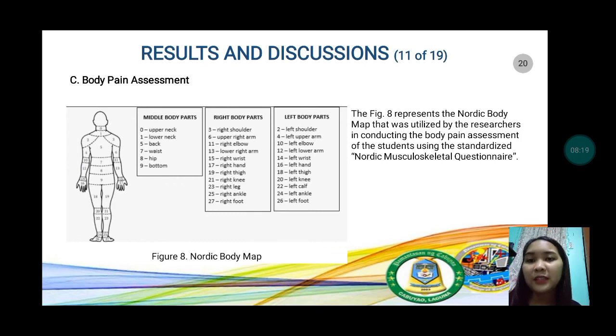For the body pain assessment, Figure 8 shows the Nordic body map. Figure 8 represents the Nordic body map that was utilized by the researchers in conducting the body pain assessment of the students using the standardized Nordic musculoskeletal questionnaire.